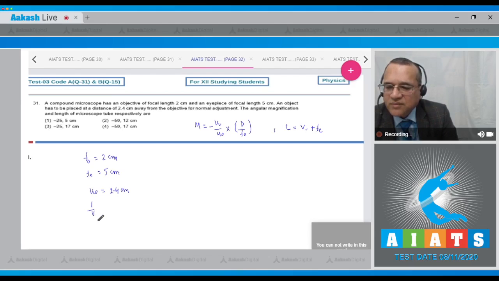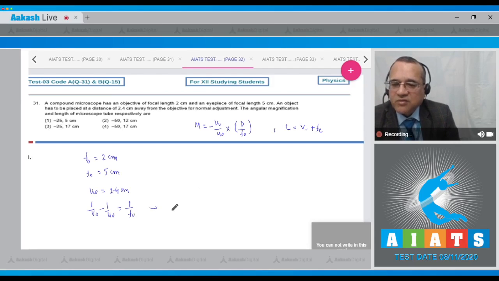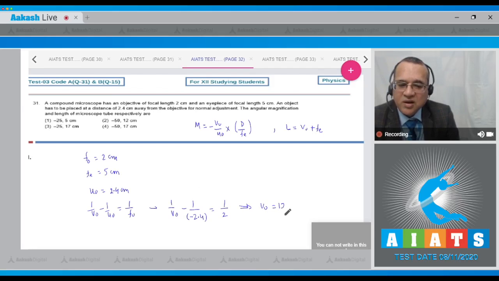1/V0 minus 1/U0 is equal to 1/F0. Now V0 we will calculate, and U0 is given as minus 2.4 and F0 is given as 2 cm. From here V0 comes to be 12 cm and hence the length of the tube becomes equal to 12 plus Fe, which is given as 5, so 17 cm.